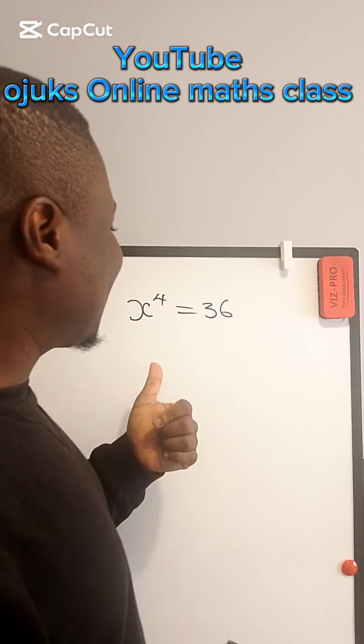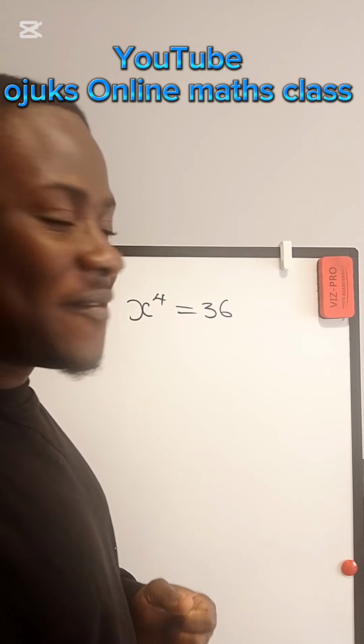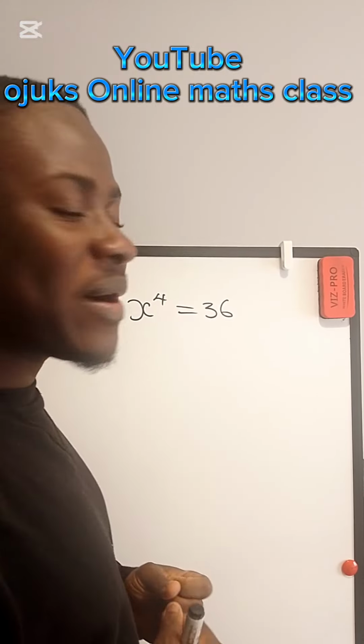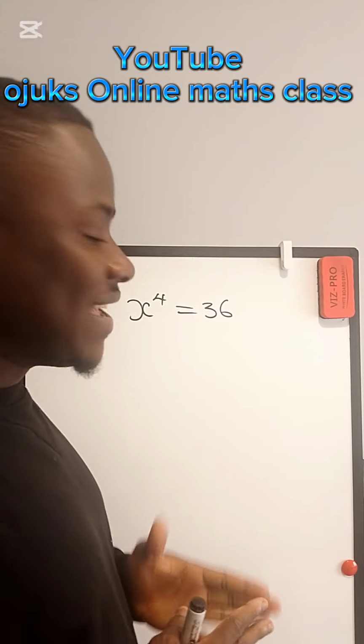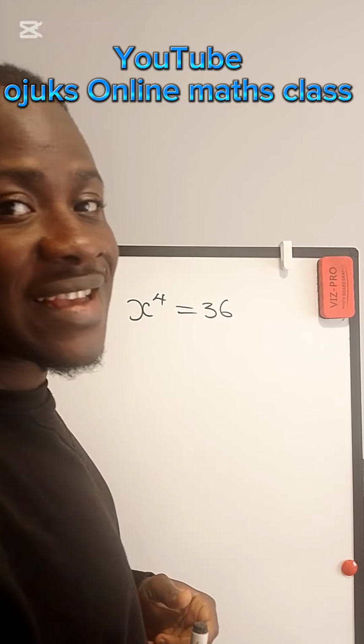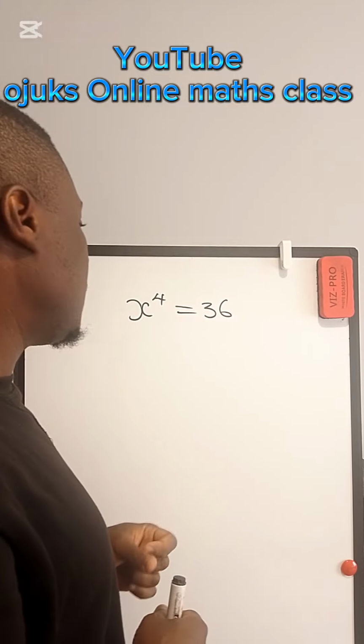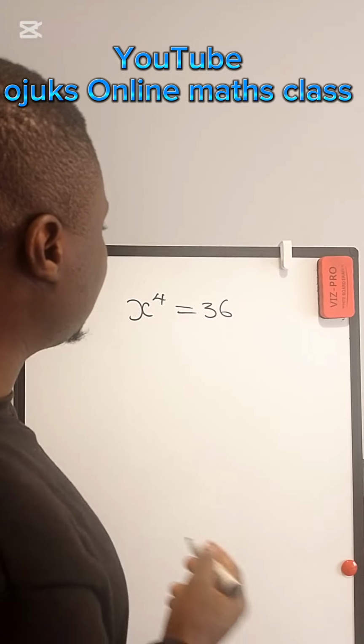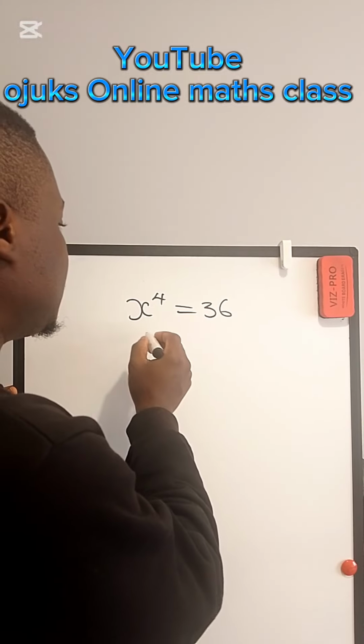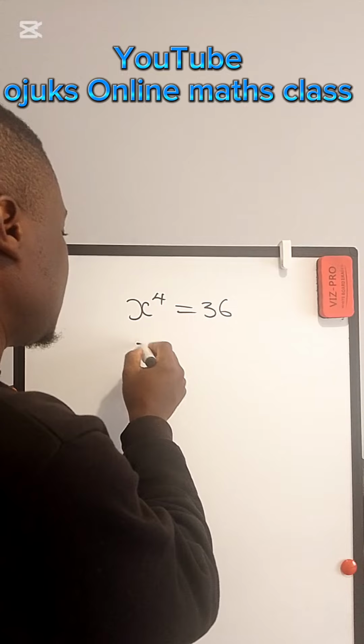Hi, let's solve this equation that we have on the board. We are given that x raised to the power of 4 is equal to 36, and we are asked to find the value of x. Very easy. Now, observe. To solve this, the simplest way is just to express x.